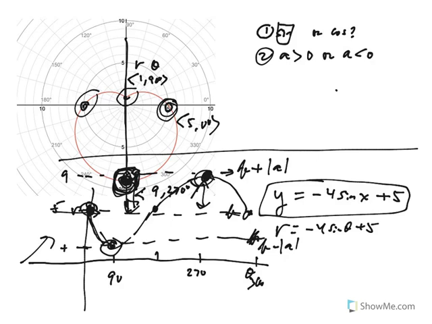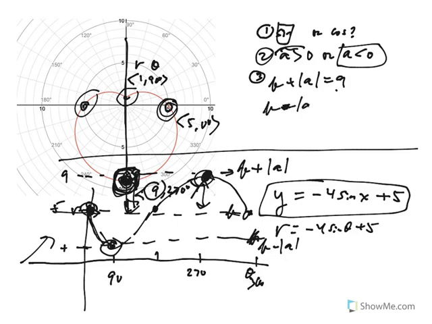But this is at 270, so a is negative. And now here comes the good trick. The high value is going to be b plus absolute value of a, and the low value is going to be b minus absolute value of a, and the low value is 1. Then if you add these two equations together, you get 2b equals 10, or b equals 5, which is also what we got here.